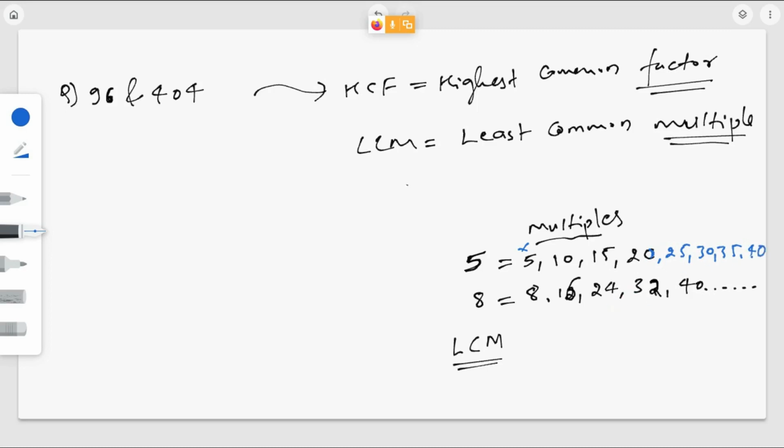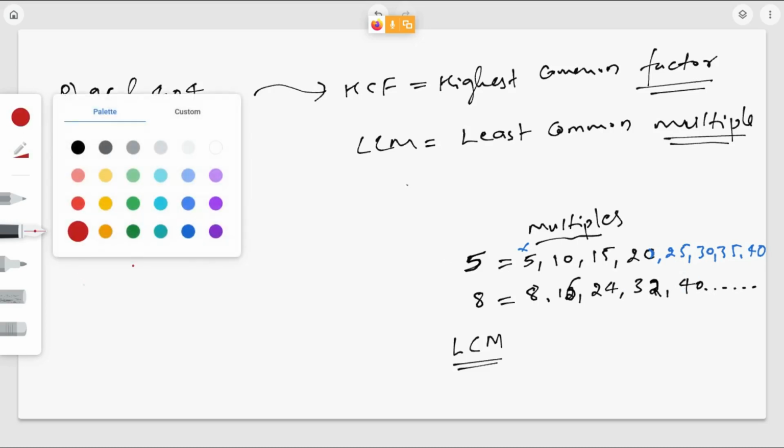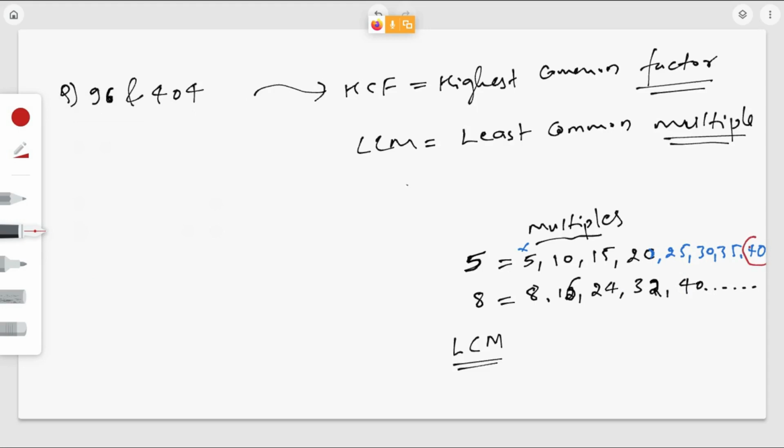So this 40 is common in the multiples of 5 and 8. Okay, this 40 is common in the multiples of 5 and 8. Is there any other number which is common and smaller than 40? Is there any other multiple which is smaller than 40? Yes or no?